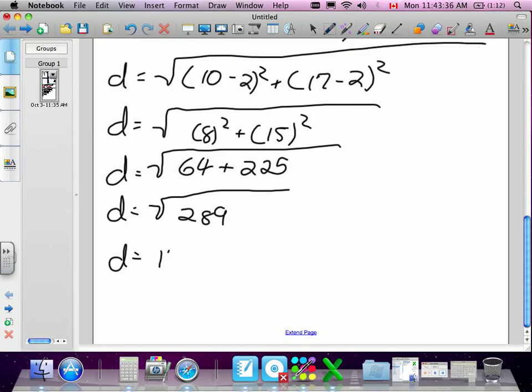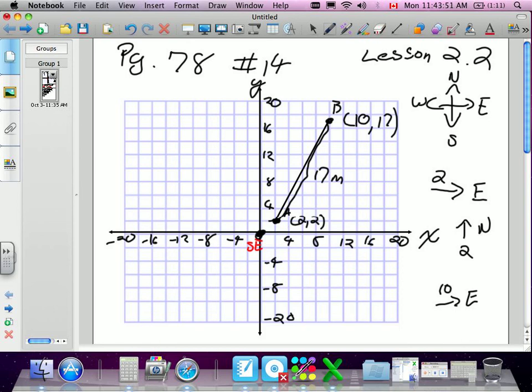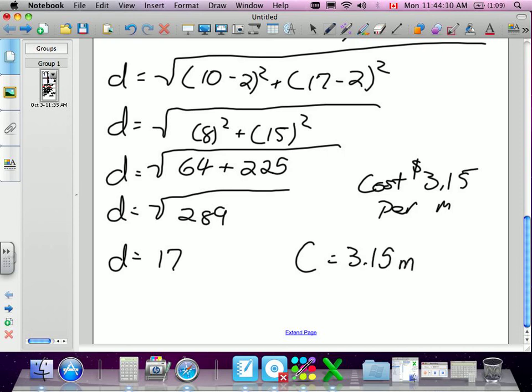So we've now discovered that the distance from point A to point B is 17, and because the units we were in was meters, that's the distance from A to B. But they also told us that the cost was $3.15 a meter. So cost of piping was $3.15 per meter. We have 17 meters, so our cost will be equal to 3.15 times M for the amount of meters. Okay? So C will equal 3.15 times the number 17, which will give us our actual cost for the piping.